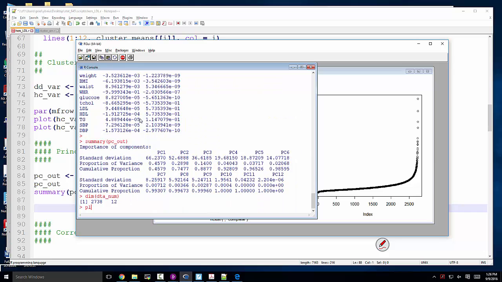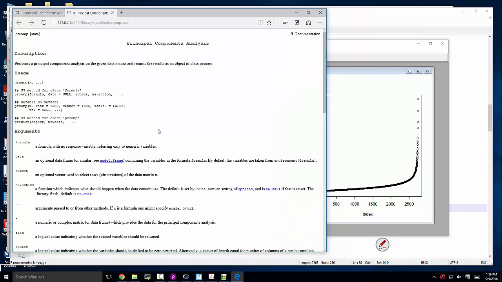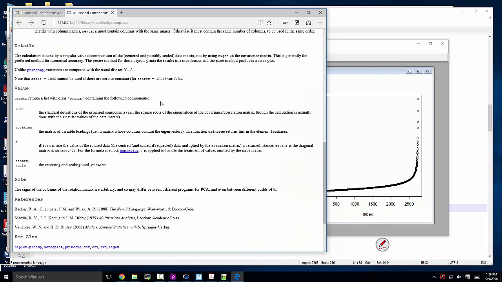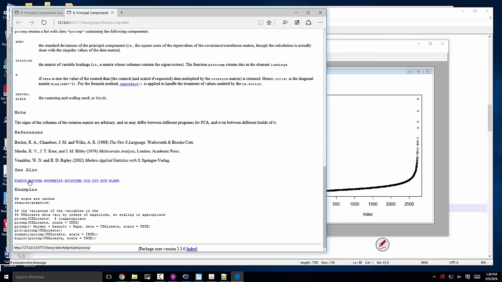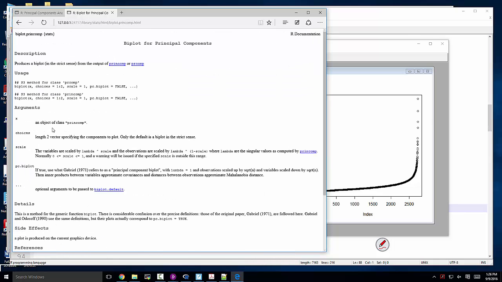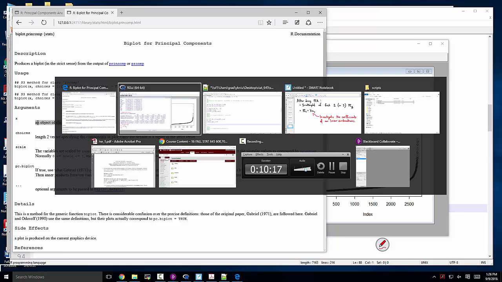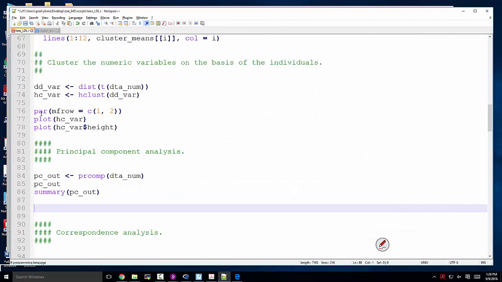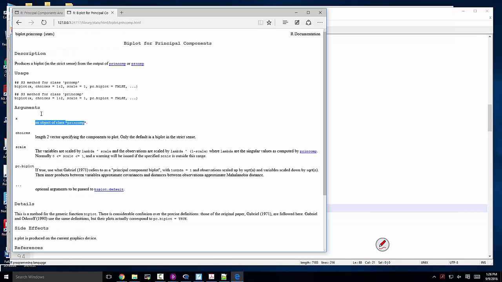There are multiple ways to make the picture. I would like to find the simplest one possible. I think this is it right here: biplot.prcomp. Biplot, object of class prcomp. All right, let's try this. Biplot.prcomp, choices equals 1 to 2.